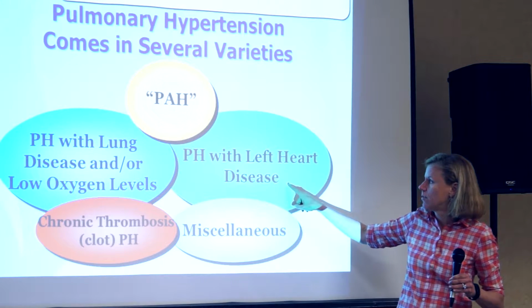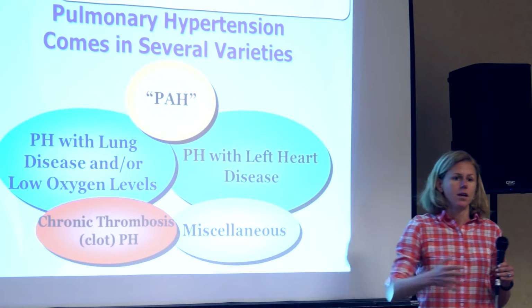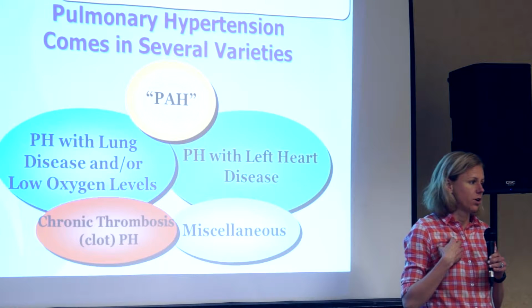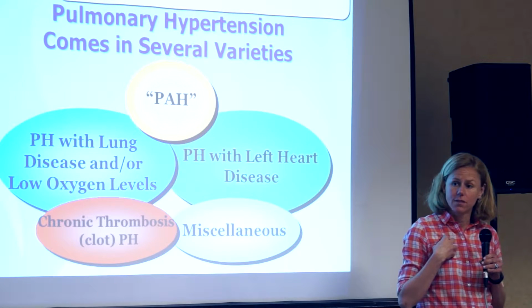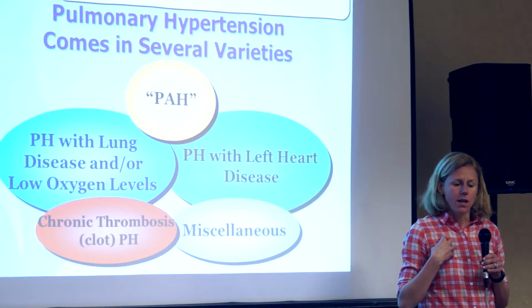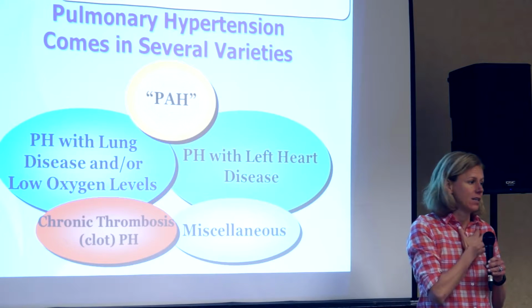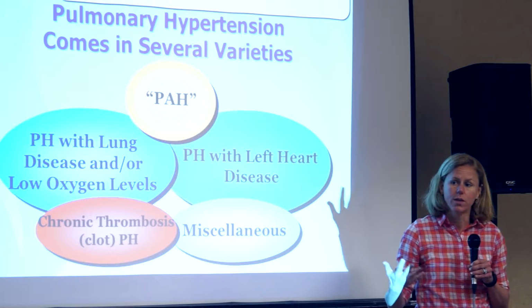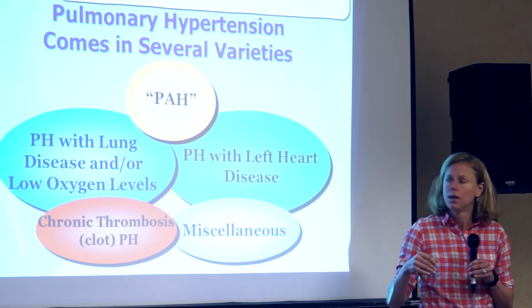You can have pulmonary hypertension from left heart disease. If you look at that picture of the heart that I showed you earlier, if the pressure rises in the left side of the heart, it can cause blood to flow back into the lungs through this back pressure and cause pulmonary hypertension that way. We call that pulmonary venous hypertension.